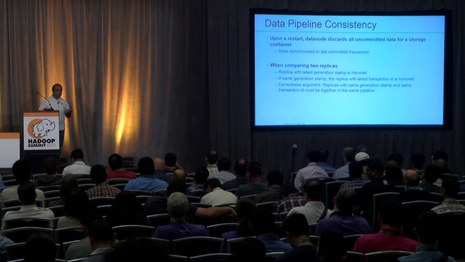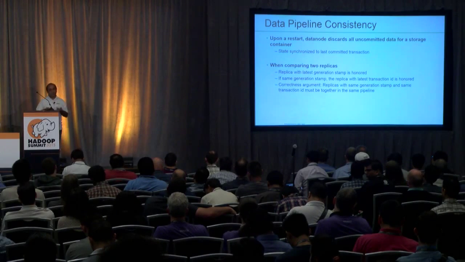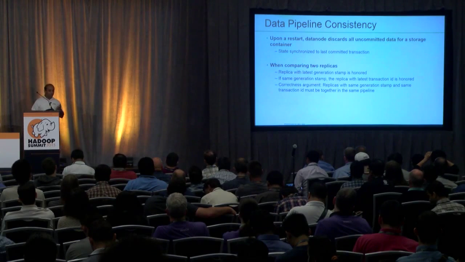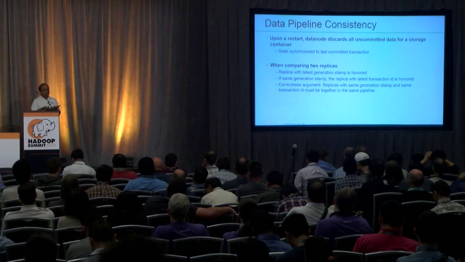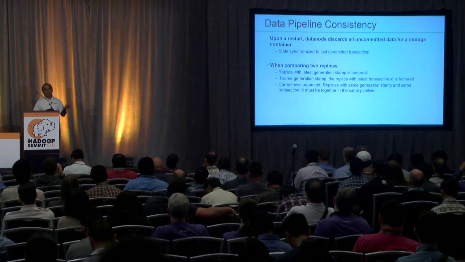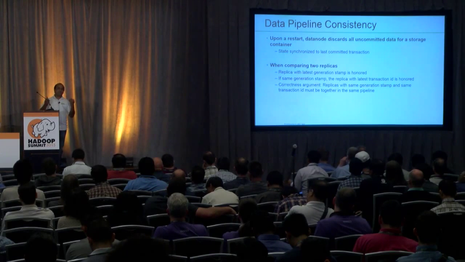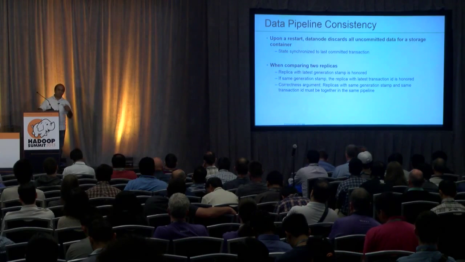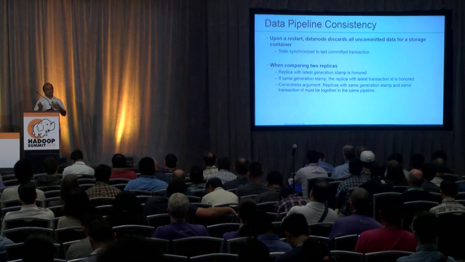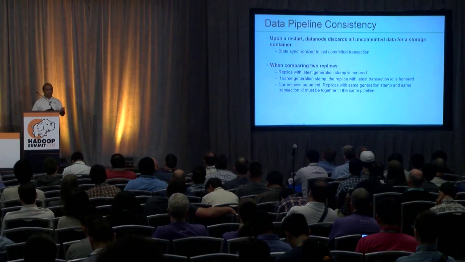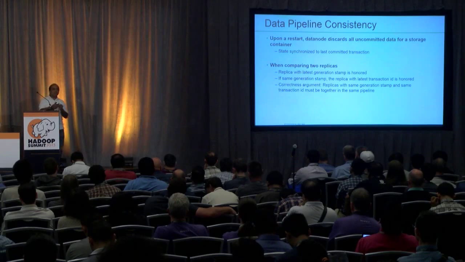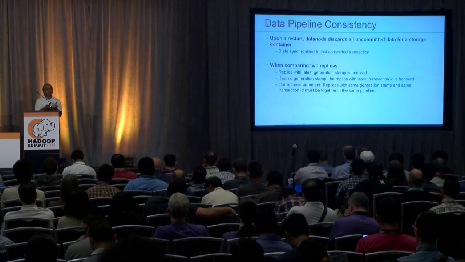Now, the correctness guarantee is very similar to what HDFS does: when there are two blocks in the cluster and they both have the same generation stamp and the same transaction ID, then they have to be part of the same pipeline. If something is stale, it is discarded or fixed to catch up. Since RocksDB offers this notion of transactions and snapshots, if a container is stale and lagging behind, it can be fixed by relaying the additional transactions to it.